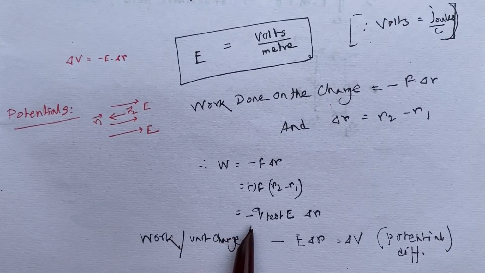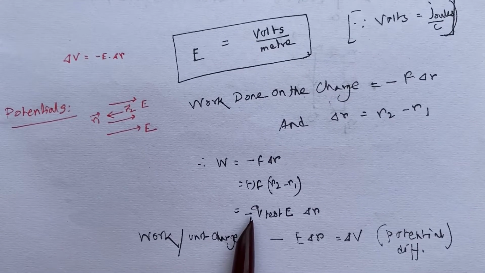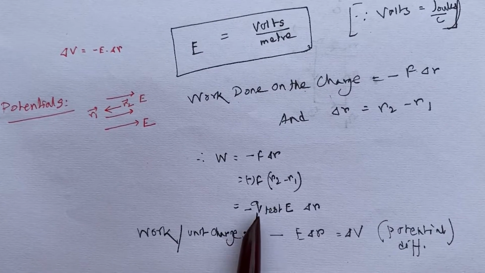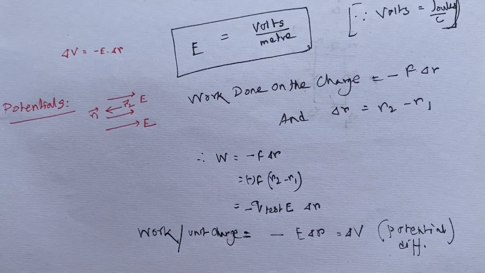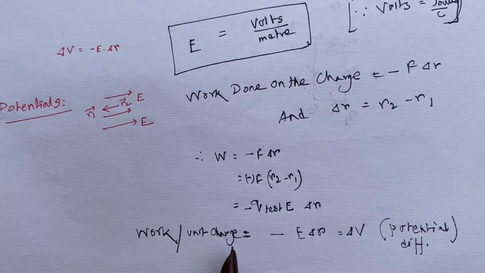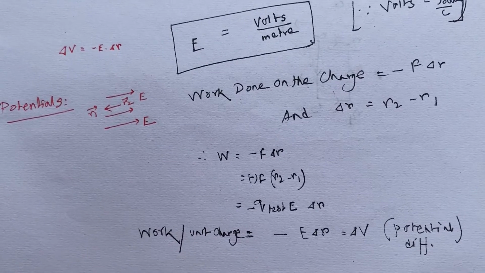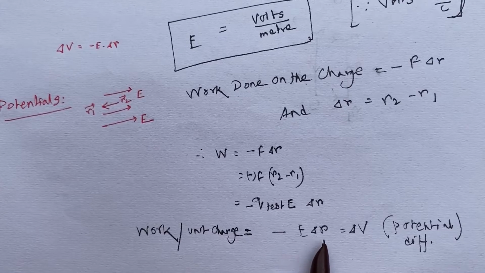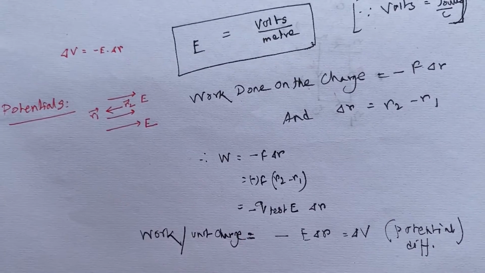Now, this minus sign has a very important significance. This minus sign is the symbol that I am doing work on this charge, and this is stored inside the charge as potential energy. And if I want to find out the work done per unit charge, that is, if I divide this amount of work done by the magnitude of the test charge itself, I get just minus E dot delta R, which is nothing but the potential difference between the points R2 and R1.